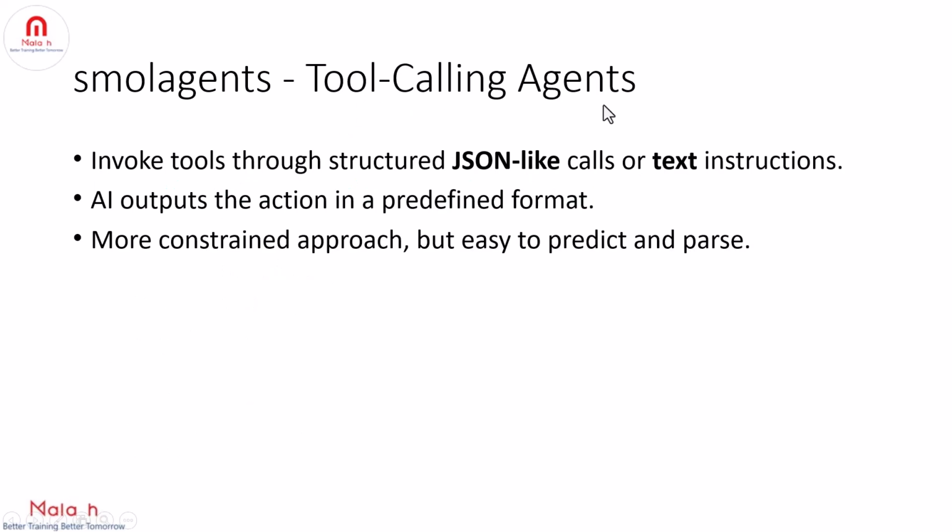So the first one is tool calling agents. Tool calling agents invoke tools through structured JSON-like calls or text instructions. This is a more classical approach where the AI outputs an action in a predefined format, like a JSON specifying which tool to use and with what input. This tool calling agent is more constrained than code execution. There is not much flexibility here, but it is easy to predict and parse. We will build a tool calling agent and inspect the agent's behavior. Then you will get a clear idea on this.